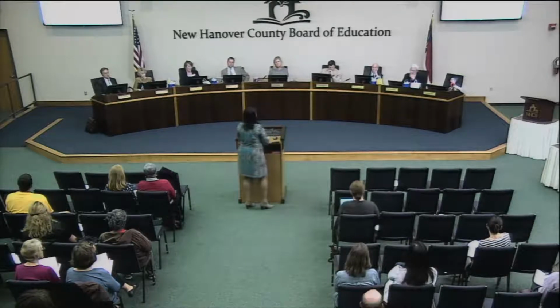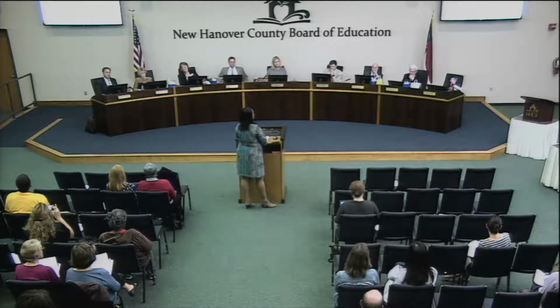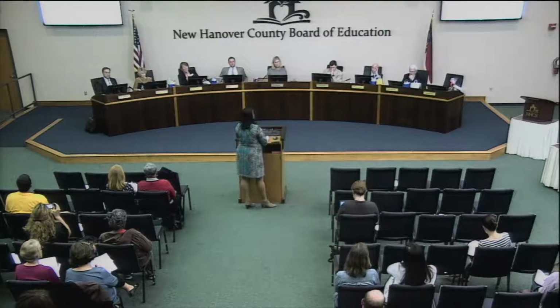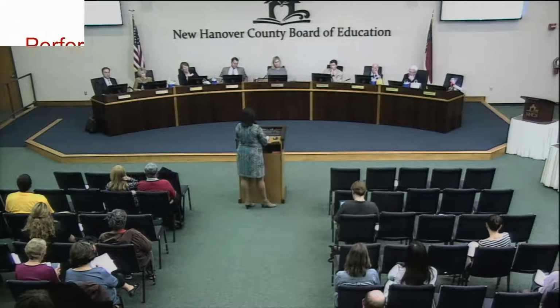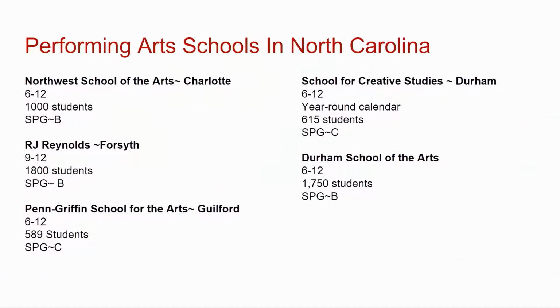As a part of our preliminary work, we have briefly examined other performing arts high schools throughout the state of North Carolina. In this slide, we've displayed their grade level configurations, student numbers, and their school performance grades. If we move forward, we would anticipate site visits and curriculum audits of these schools. And I think that was a suggestion that was also made by someone who spoke during the call to the audience.